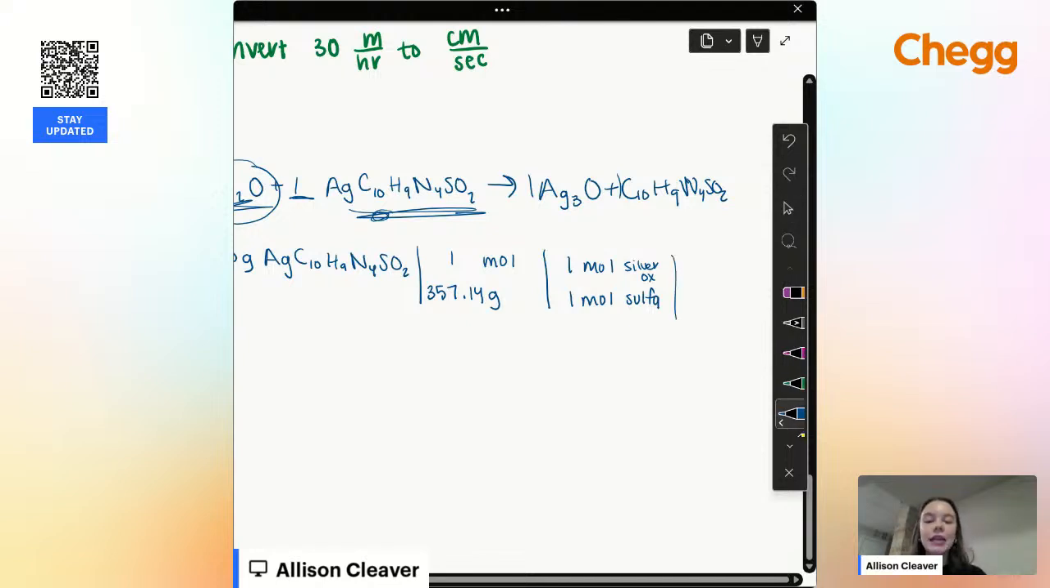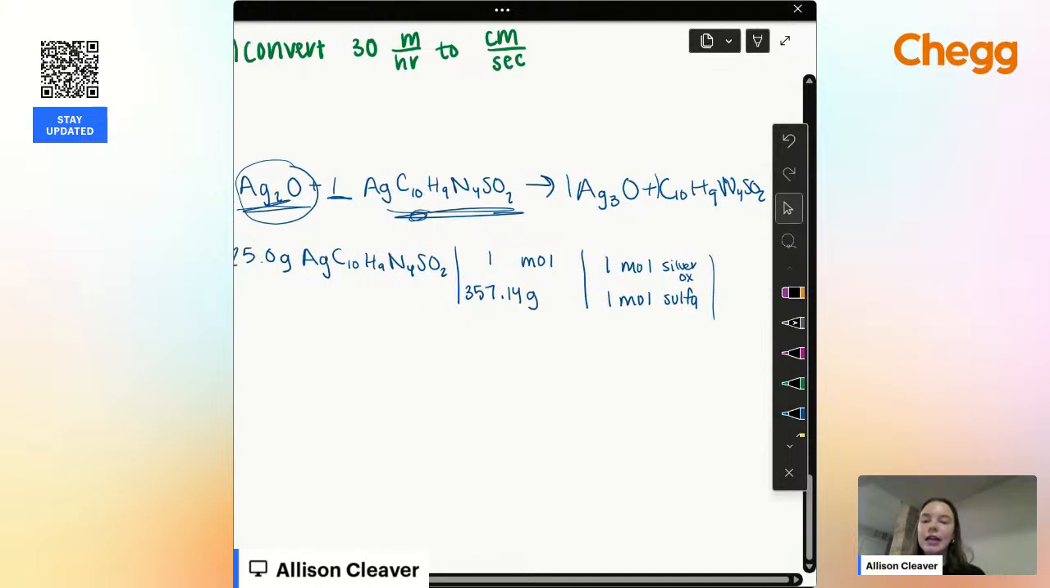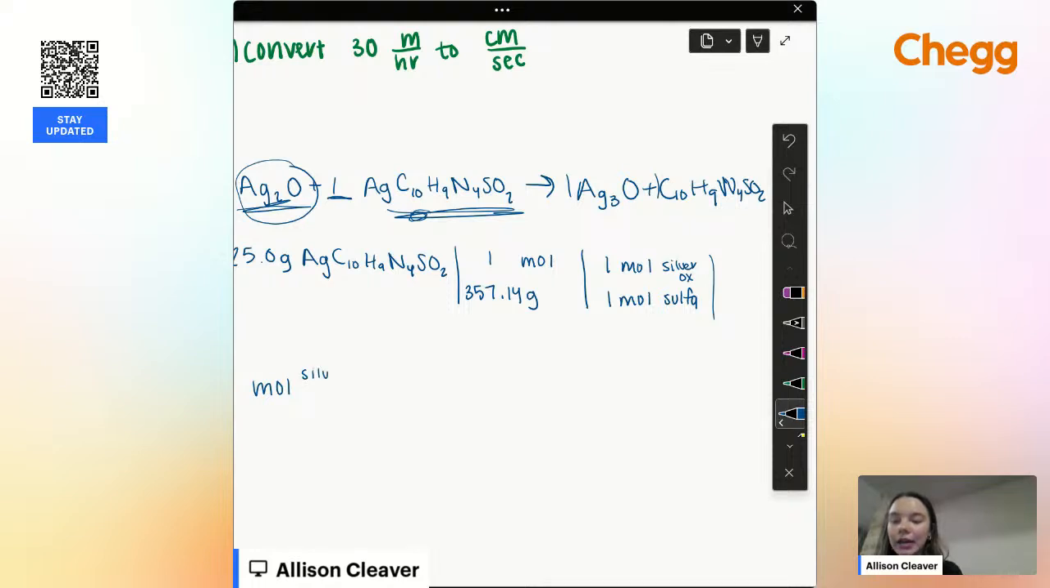And last, we need the mass of silver oxide. I'm going to start a new line. So we need to put moles of silver oxide on the bottom because that's what's on the top up here. And then we need to put our molar mass of silver oxide. So can you guys find that molar mass of silver oxide? I'm going to give you about 10 seconds to find that molar mass.